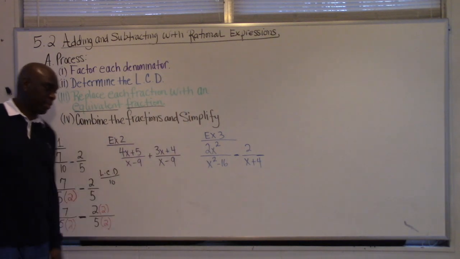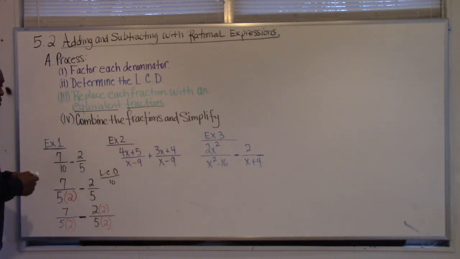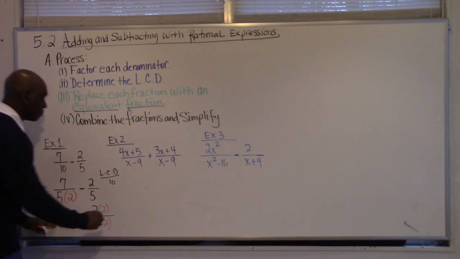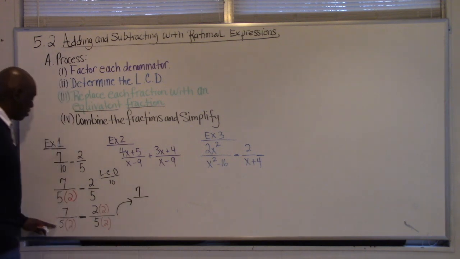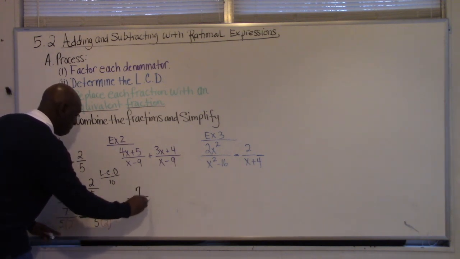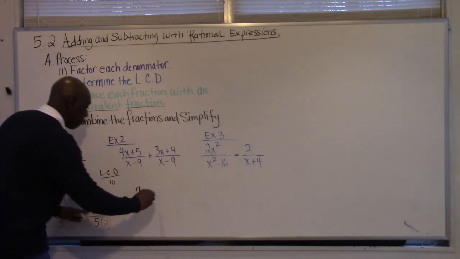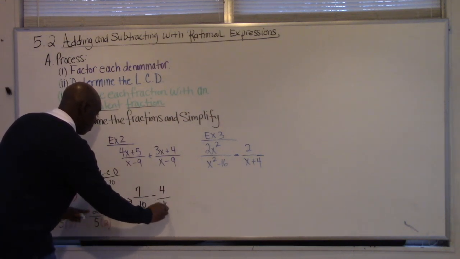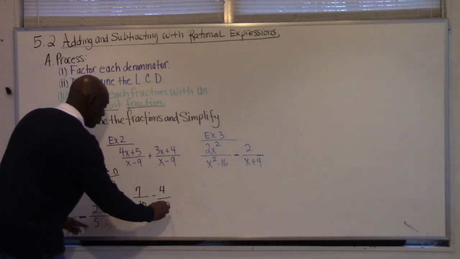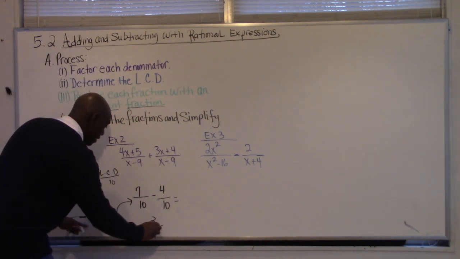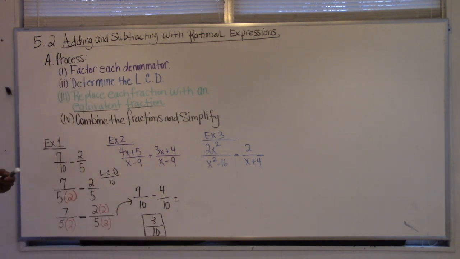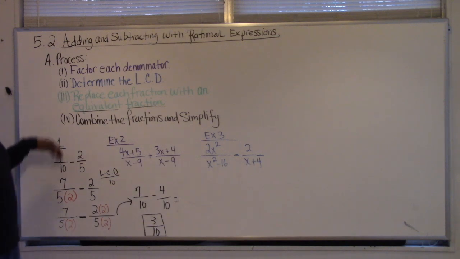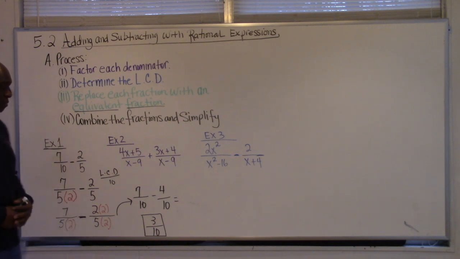And it becomes much simpler now. It's easy now. So what we're going to have is 7 over 10 minus 4 over 10, which equals 3 divided by 10, and we're done. That's the answer. That's how we use these 4 steps: 1, 2, 3, 4. That's it for number 1.